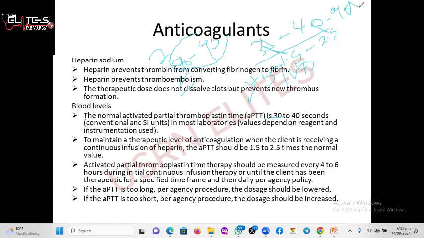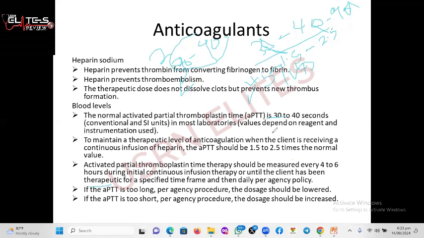You need to reduce the dose of the medication. If not, the client will be at high risk of bleeding. So you need to do that. The last part of my slide says that if the APTT is too long, the agency procedure, the dose should be lowered.